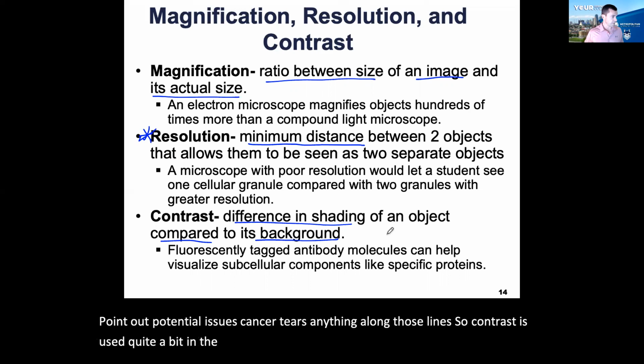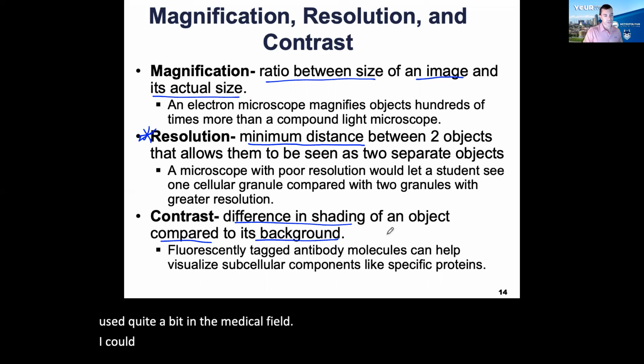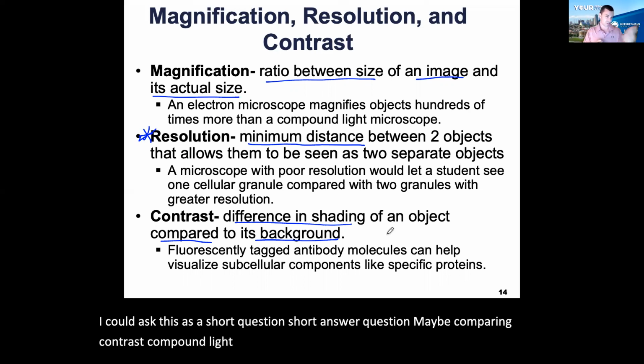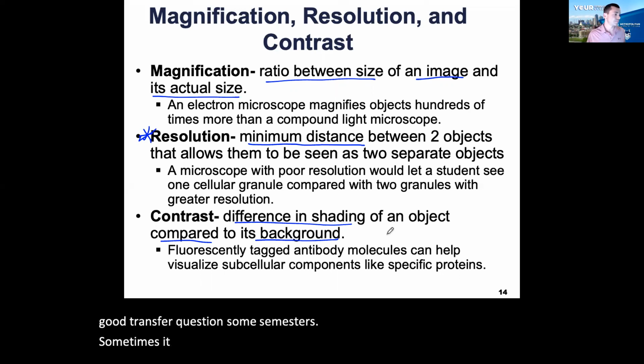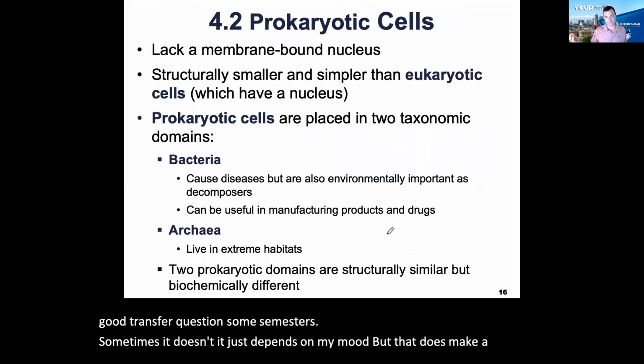All right. I could ask this as a short answer question, maybe compare and contrast compound light microscope, scanning and transmission. That makes a good short answer question some semesters. Sometimes it doesn't. It just depends on my mood. But that does make a good potential short answer question.